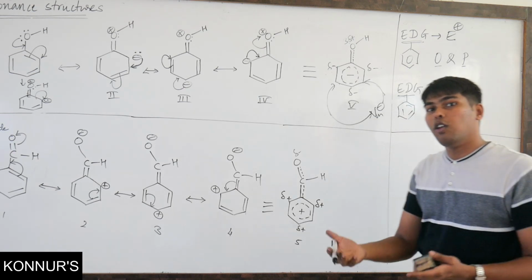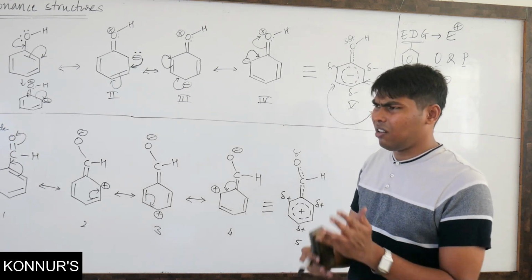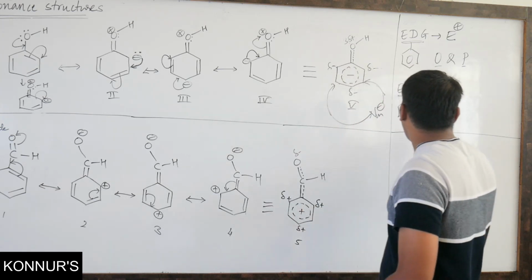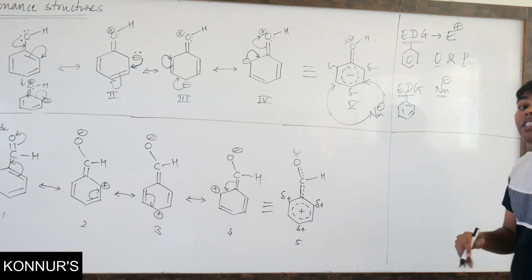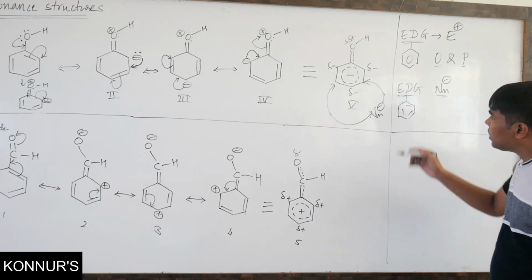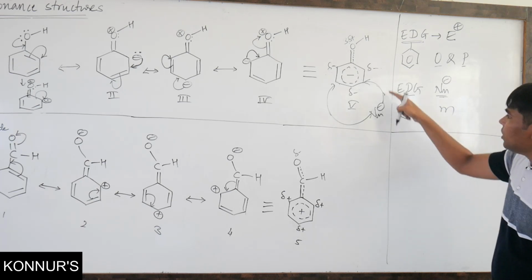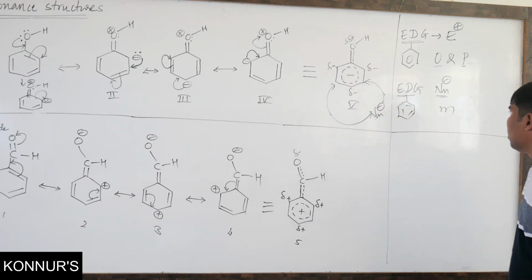If a nucleophilic substitution takes place, these types of examples are very rare in nature, but I will tell you. So nucleophilic substitution is there, let us suppose. So what happens is it will direct to the meta position, as you can see in this structure.